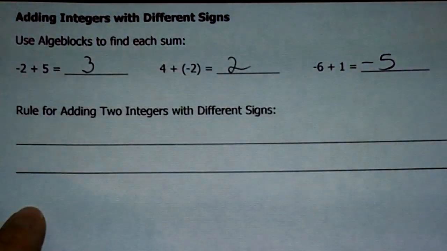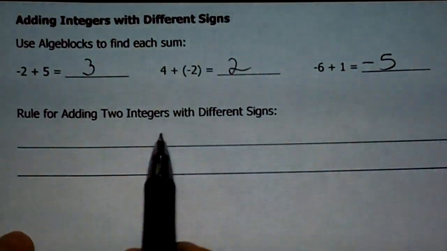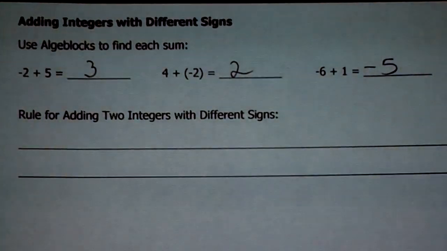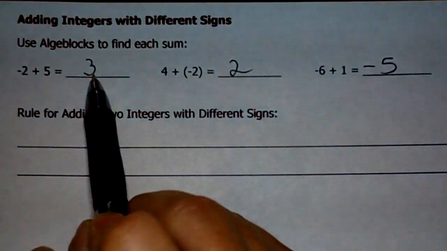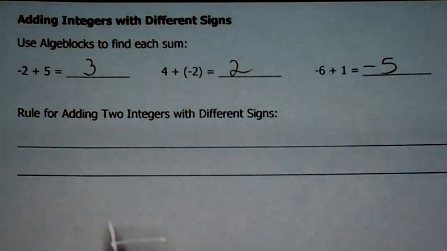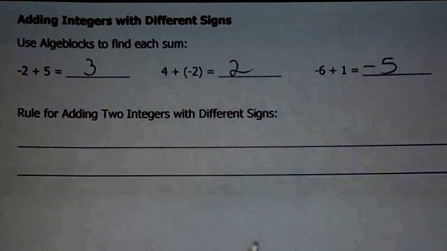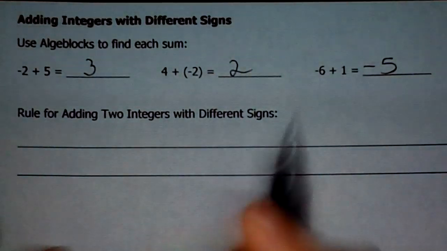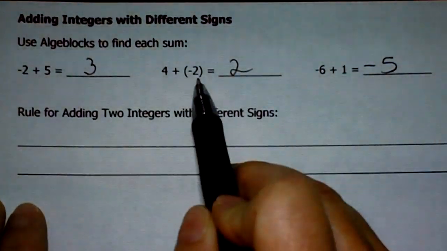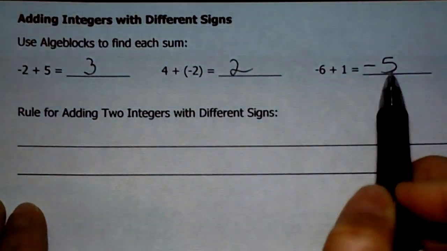So examine this here. The rules for adding 2 integers with different signs. Did I add the digits like when they were the same? No, because 2 plus 5 isn't 3, and 4 plus 2 isn't 2, and 6 plus 1 isn't 5. What did you actually do with the digits? Think, wait for it. Subtract, that's right. We had to subtract. Isn't 5 minus 2, 3? And 4 minus 2 is 2. And 6 minus 1 is 5.